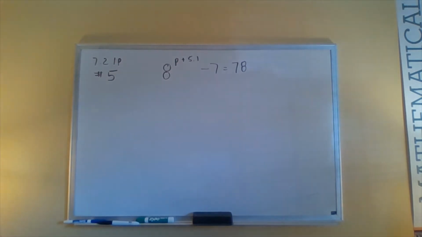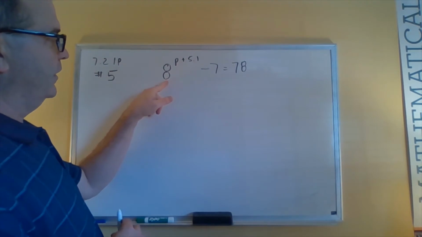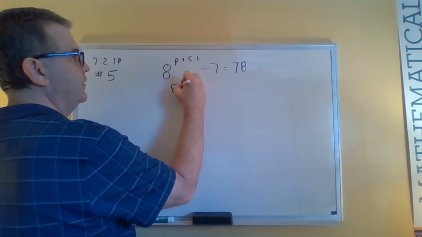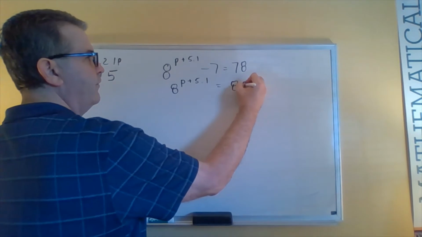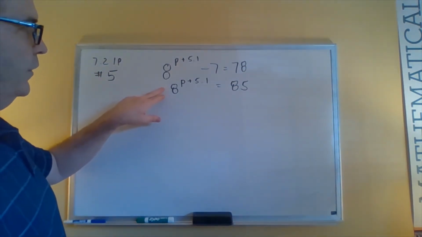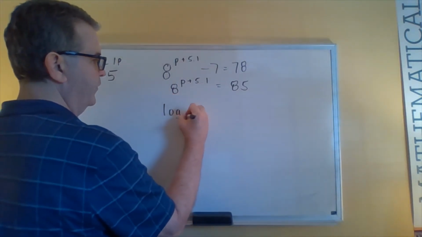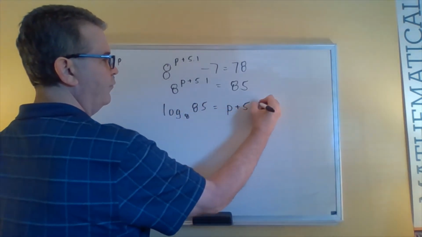Okay, number 5, we have 8 to the p plus 5.1 power minus 7 equals 78. So the first thing we need to do is isolate that exponential expression over here on the left. So we're going to add 7 to both sides. I'm going to end up with 8 to the p plus 5.1 equals 85 after adding 7 to both sides. Now I need to rewrite this equation into logarithmic form. So I'll get the log base 8 of 85 equals p plus 5.1.